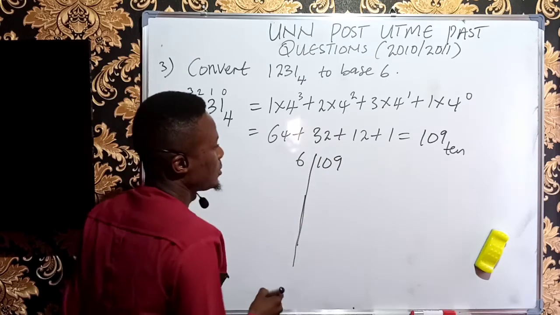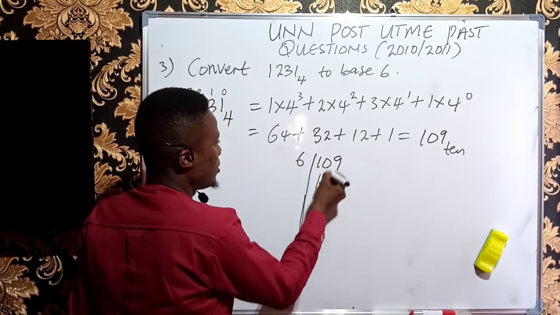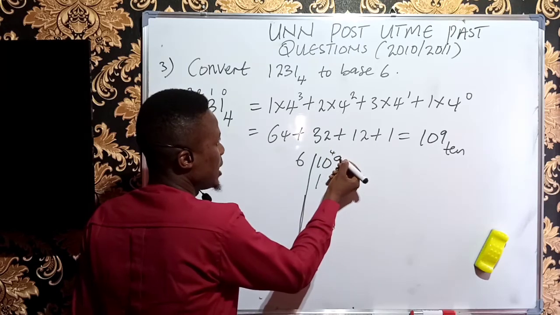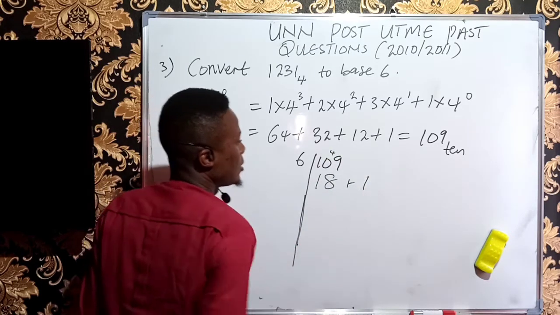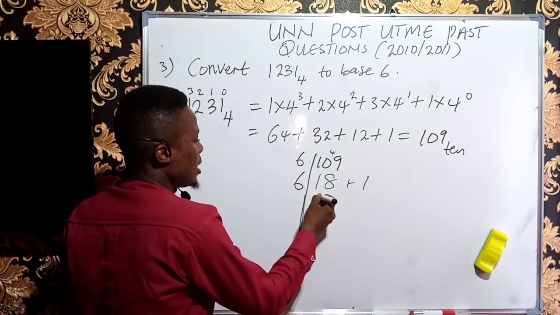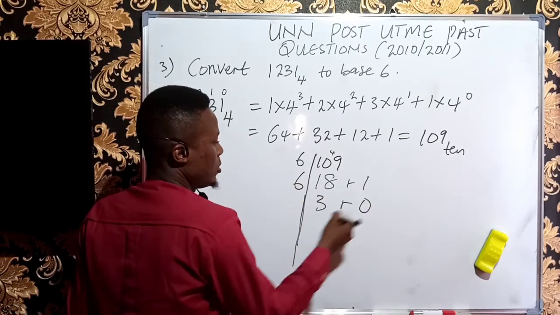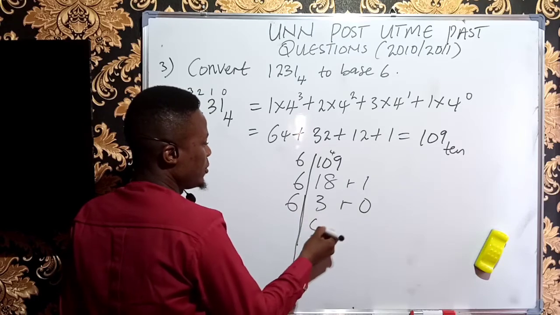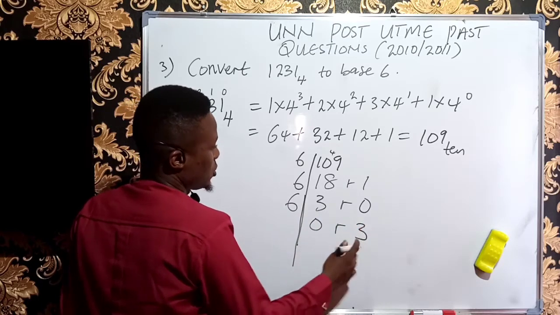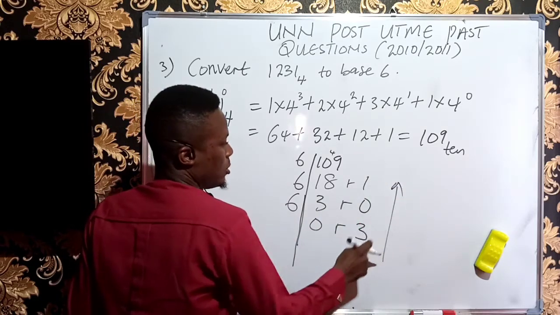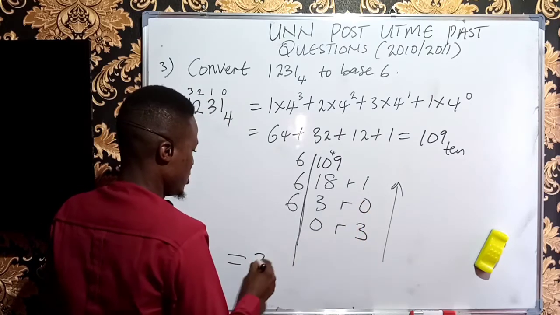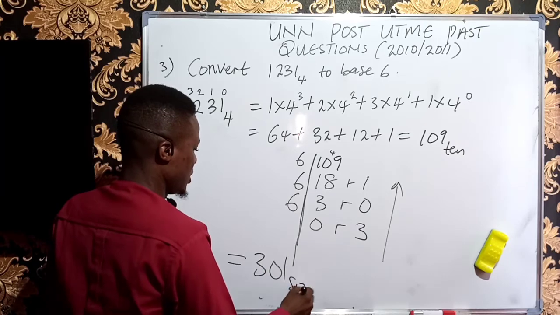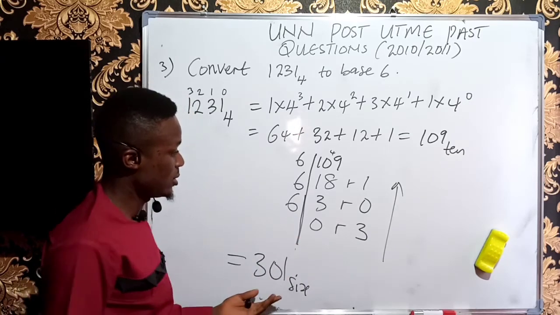the remainder. 6 into 10 is 1, remainder 4. 6 into 49, 6 times 8 is 48, so we have 8 remainder 1. 6 again, we have 3 remainder 0. 6 again, we have 0 remainder 3. So you count from the bottom to top. So the required answer is just 301. 301 base 6. That's the answer.